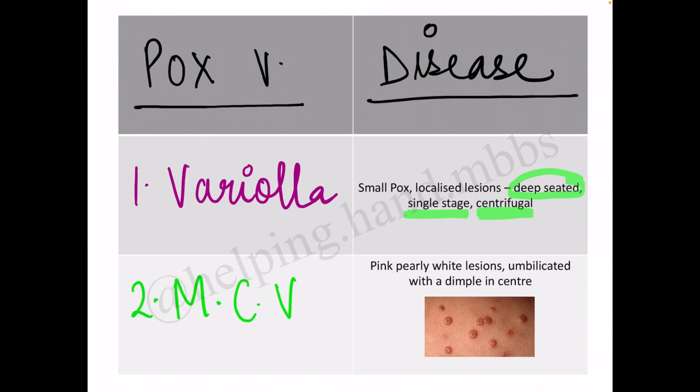Okay, then we have the MCV, that is the molluscum contagiosum virus. As you can see, I have put up a picture as well. It causes pink pearly white lesions, and they are umbilicated with a dimple in the center. I hope that you're able to appreciate it in the diagram. This is a very important diagram, and it is commonly asked in MCQs, and you should generally also know. You can see the dimple in the center.